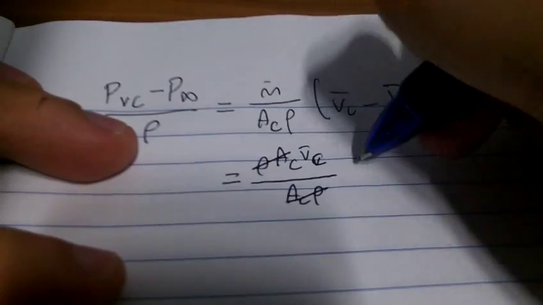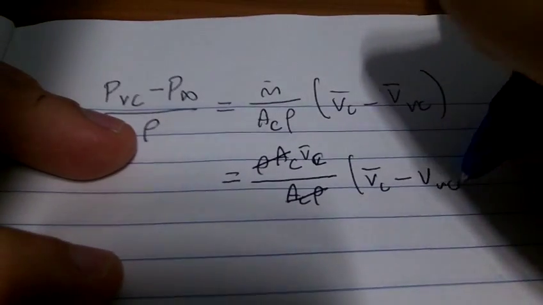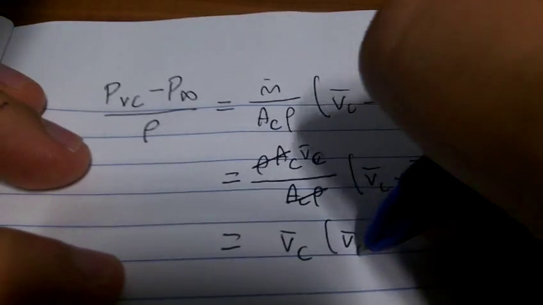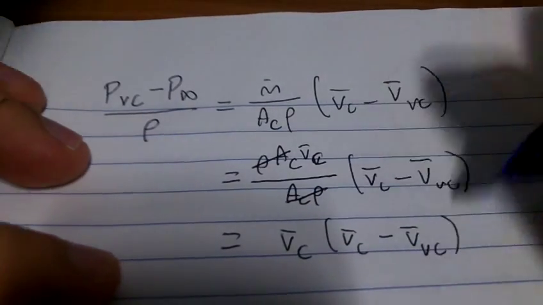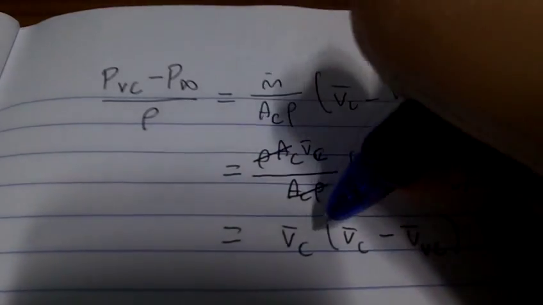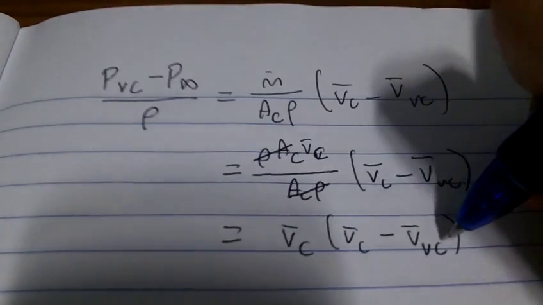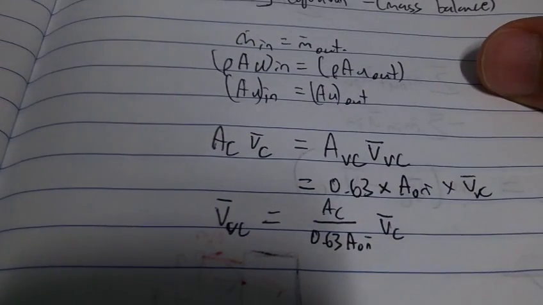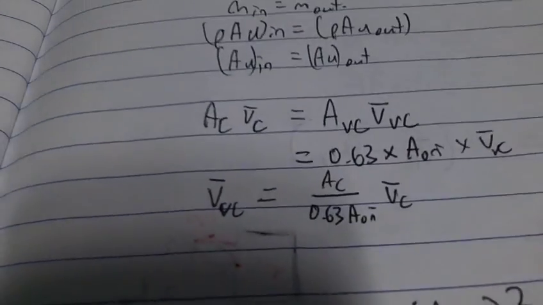Now these terms can cancel, and that will just equal V_C times V minus V of V_C. Oh my goodness, it's bad lettering, but okay. This is the velocity at the cross-sectional area. This is at the vena contracta. Now let's see how they relate again. We want to eliminate this V of the vena contracta. So what we do is simply substitute this into this equation.